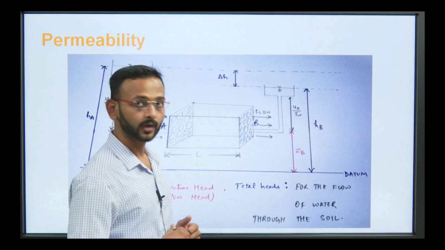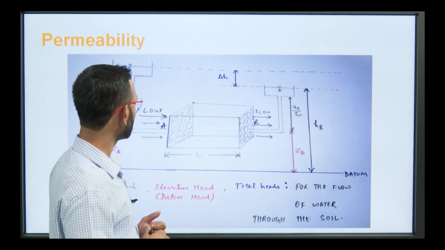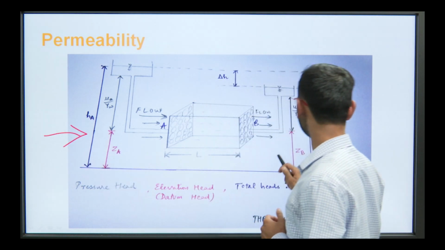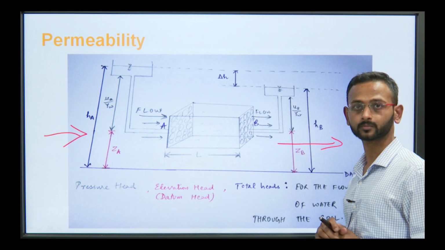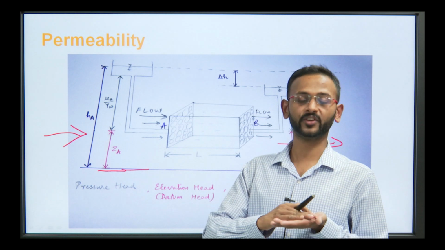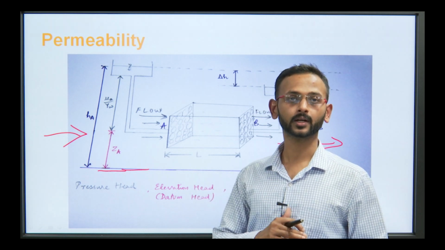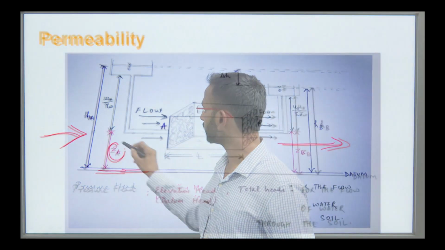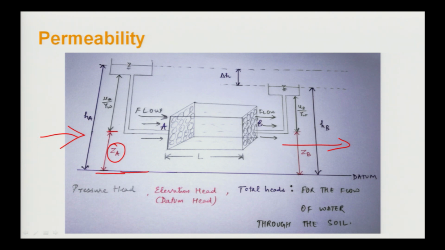See here, in this diagram, the flow is taking place from this end and going towards this end, and a datum line is there. This datum can be fixed, and we measure the heights according to it. If we say it is ZA, that is the datum head, because the measurement is done at this point. In this section the water is flowing from this direction to this direction. This is the soil mass, or the soil medium.